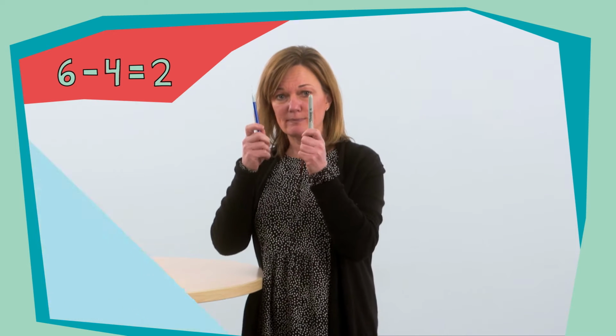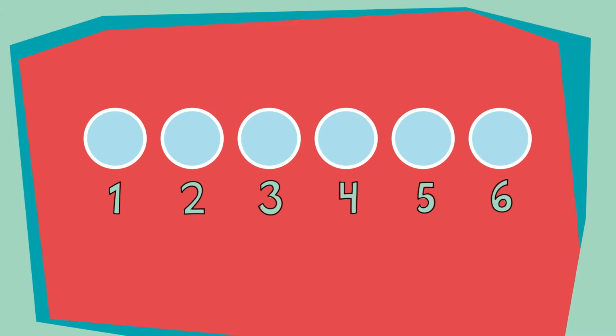Now, let's take away 4 objects. 1, 2, 3, 4. So we started with 6 objects, and then we took away 4 objects. So how many do we have left? That's right, we have 2. 1, 2. Because 6 objects take away 4 objects is 2.